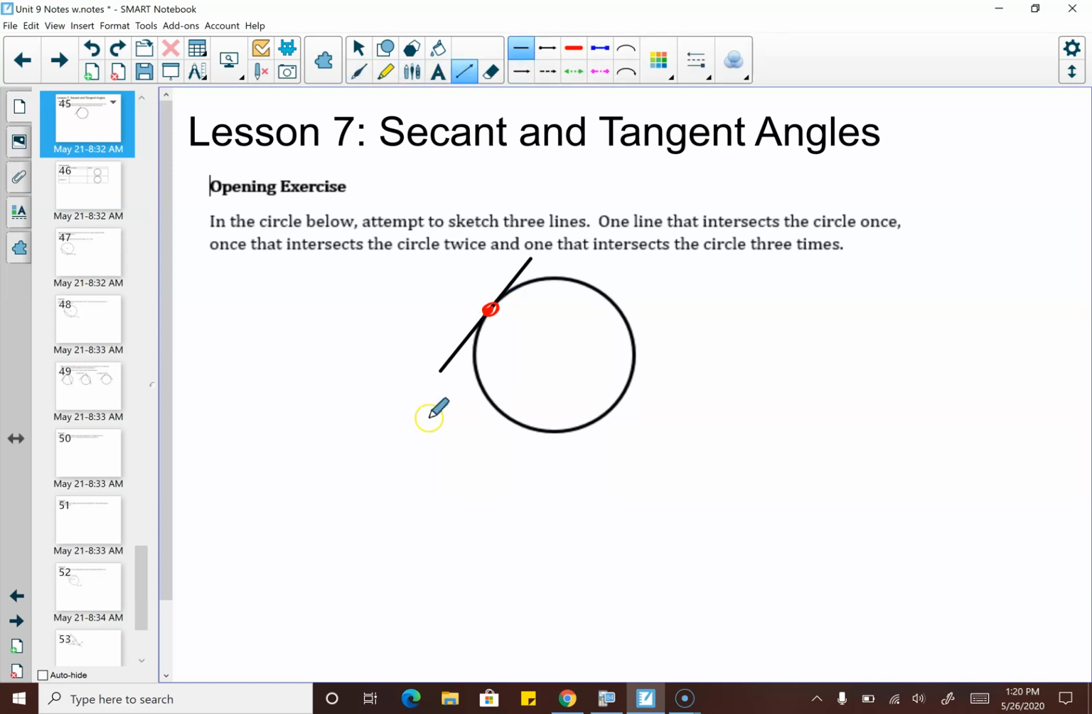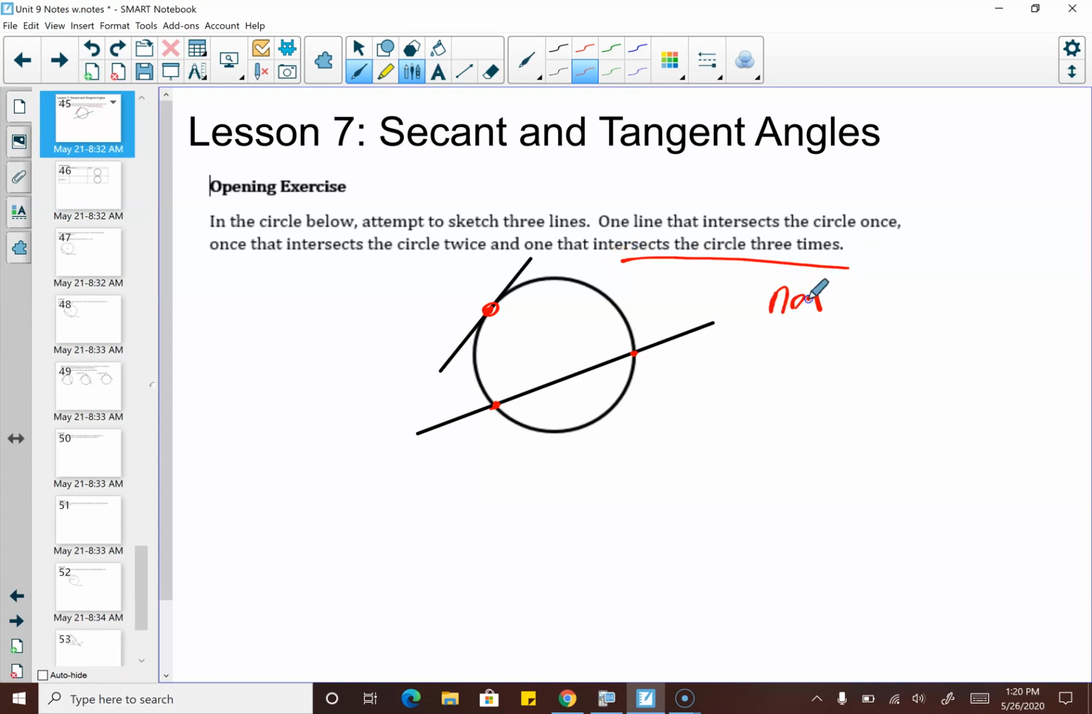There's an intersection of 2 times. So those are pretty straightforward. But then this one here that intersects the circle 3 times is not possible. Okay, so you can either intersect the circle 0, 1, or 2 times with a line. You would need some sort of curve to be able to intersect it 3 times. So only those first 2 are possible.